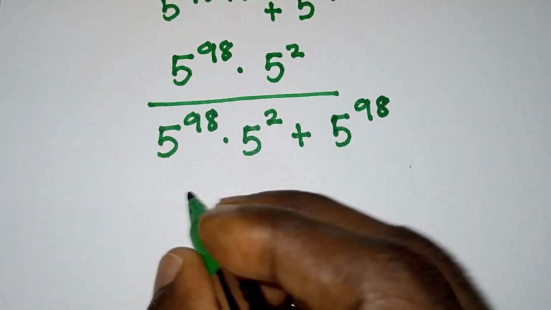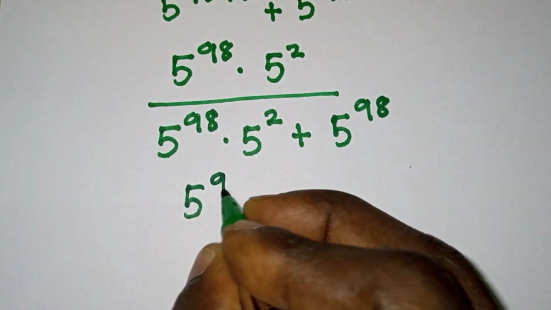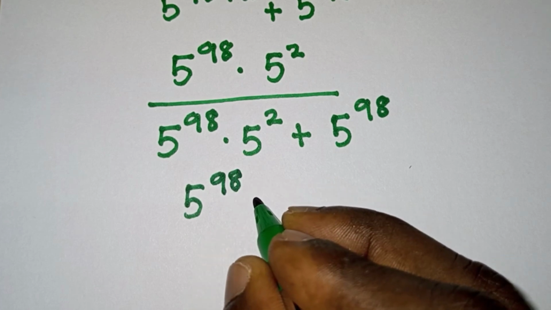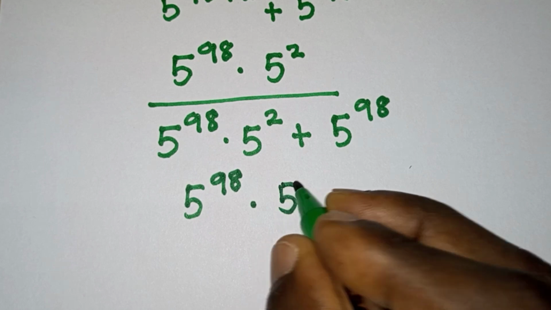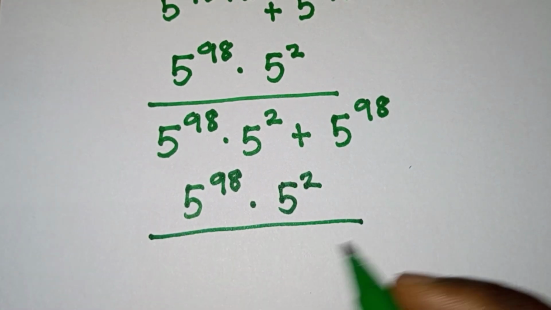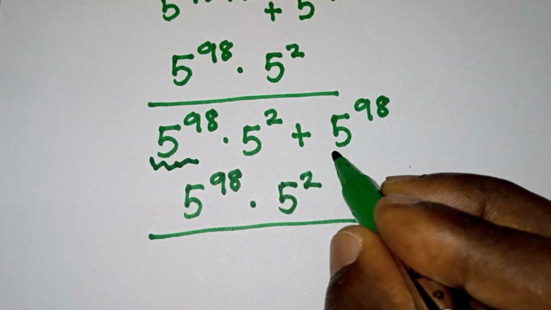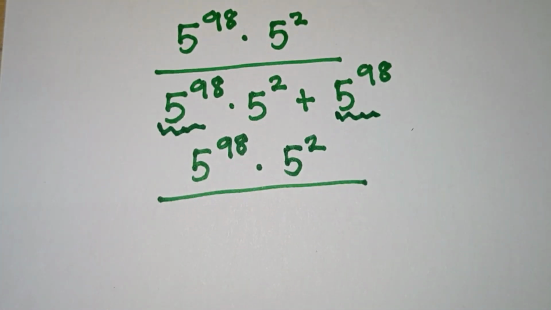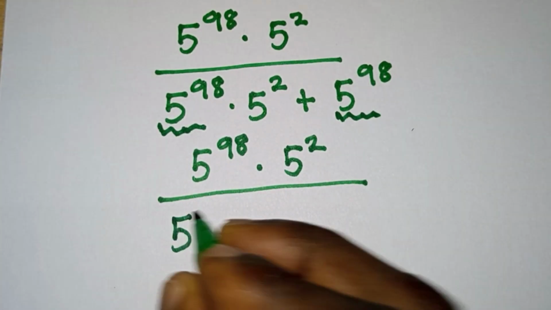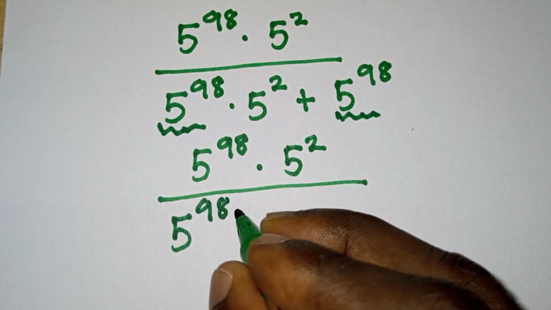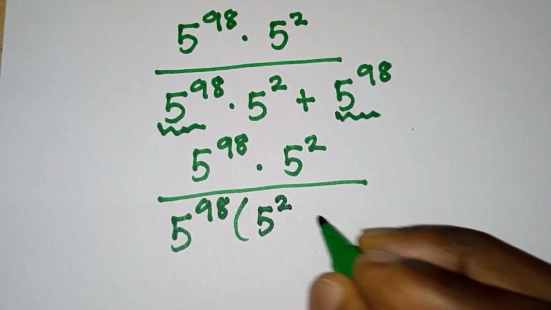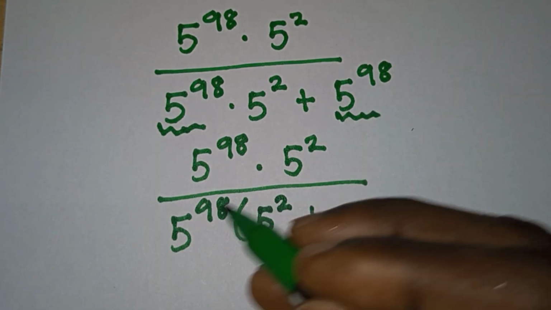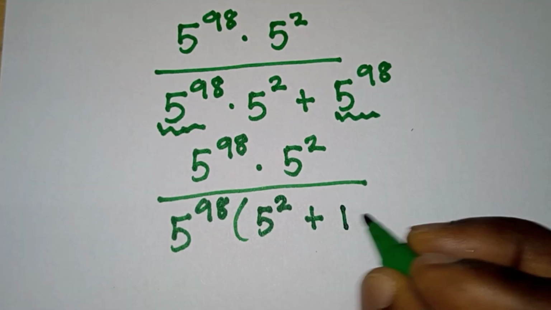So from here, we're going to have 5 to the power 98 times 5 to the power 2 divided by, now we see that this and this is common over here, so we can factor it. 5 to the power 98 times, here we are left with 5 to the power 2, then plus this divided by this one, we are left with 1.